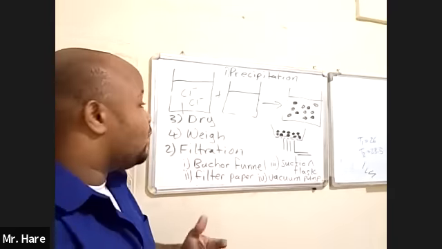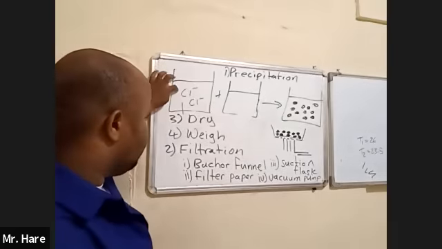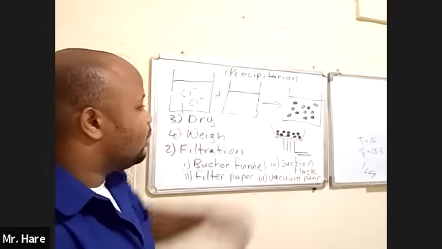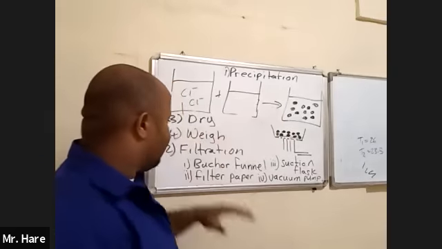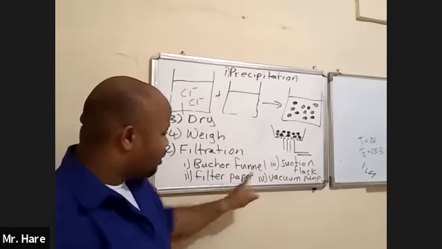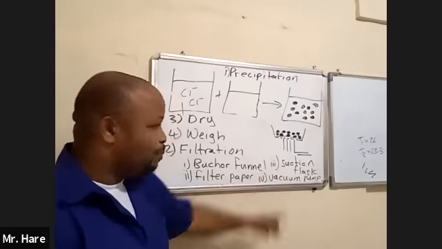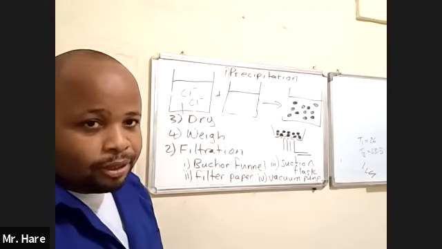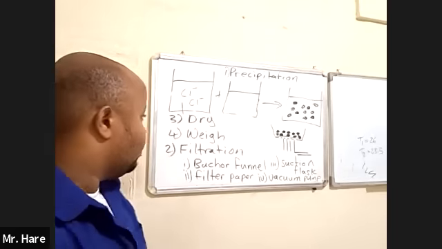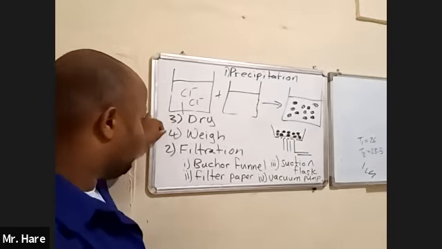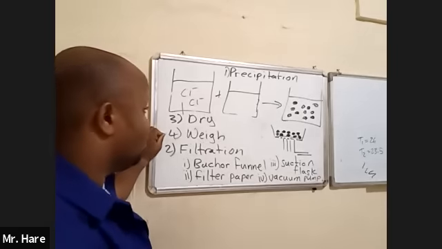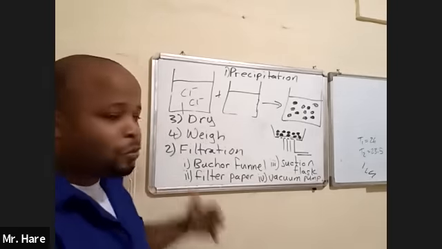To do that, we add what we call a precipitating reagent. It is simply a solution that you add to the sample to get the precipitate. Once you get the precipitate, you filter using the Buchner funnel, filter paper, suction flask, and vacuum pump. You rinse the residue to remove impurities. Then you dry it and we weigh. Then we perform calculations. So this is the procedure, you should know it.